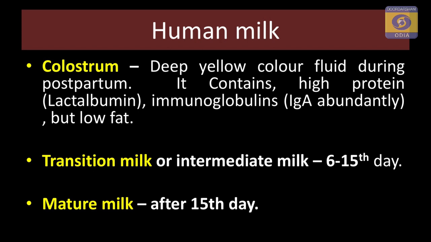Then comes the transition milk or the intermediate milk, which is secreted from the mammary glands from day 6 to the 15th, and thereafter, after the 15th day, whatever secretion comes, we say that it is mature milk. The difference in each stage is that, as per the requirement of the child, the concentration of the constituents varies.